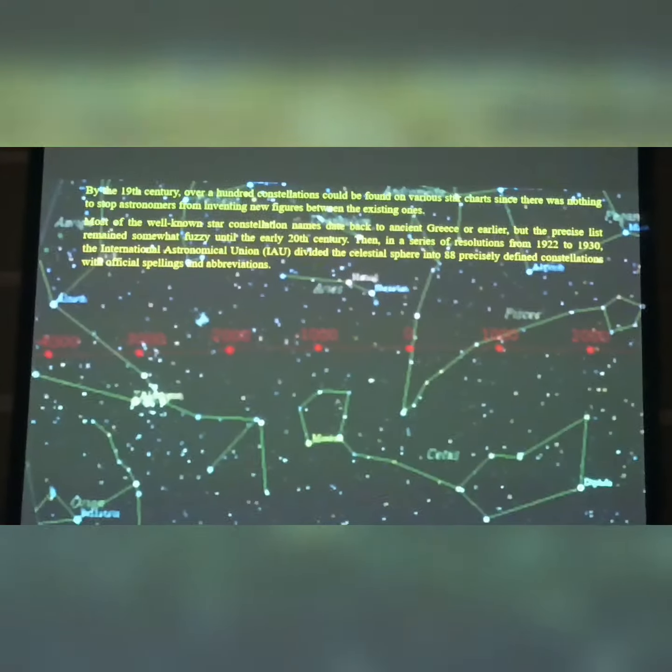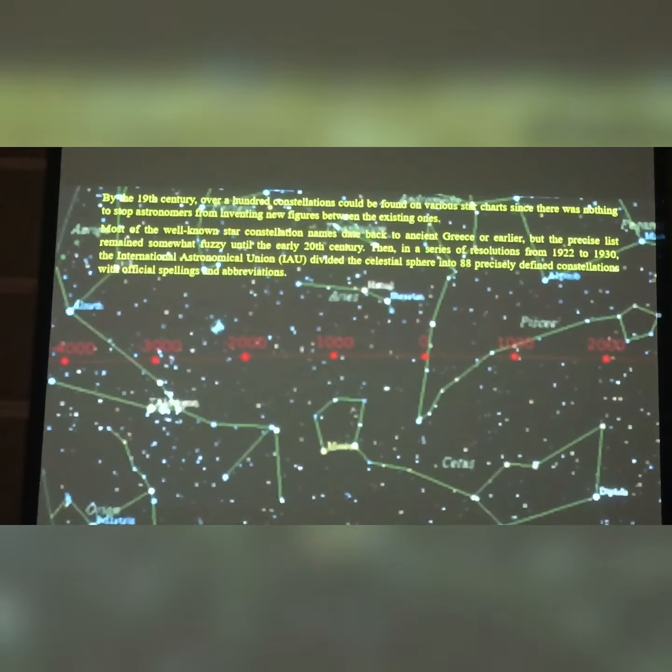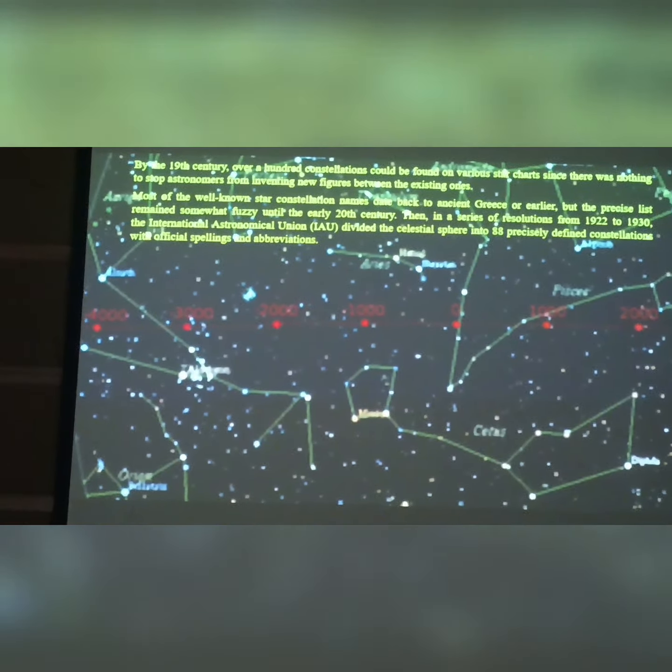So, in a series of meetings, the International Astronomical Union in the 20th century fixed these constellations. There are 88 constellations according to their coordinates on the celestial sphere.